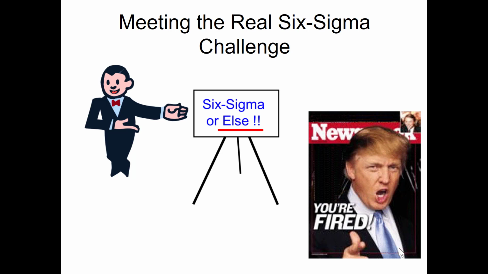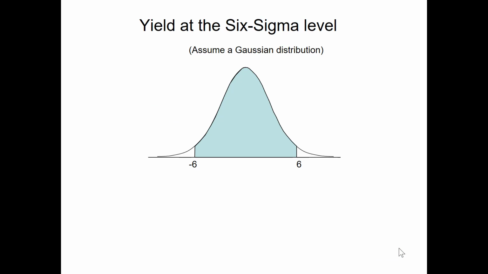So if you look at what the or else situation was then, you're fired. You either buy into this Six Sigma approach, which is going to try to allow us to compete with the Japanese on improving reliability, or you're gone. So let's see what Six Sigma really meant and where it came from. So here I show a Gaussian distribution.